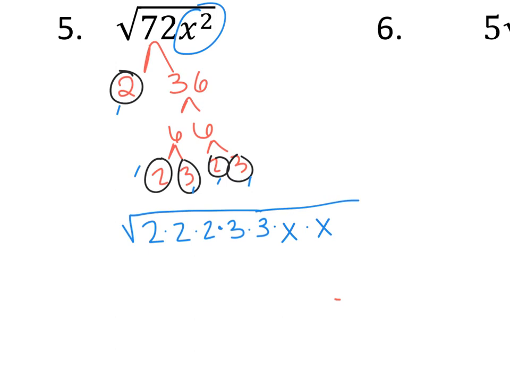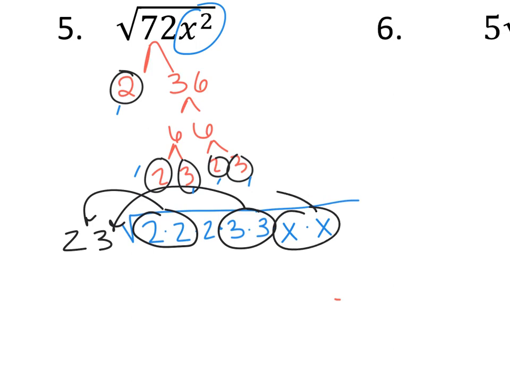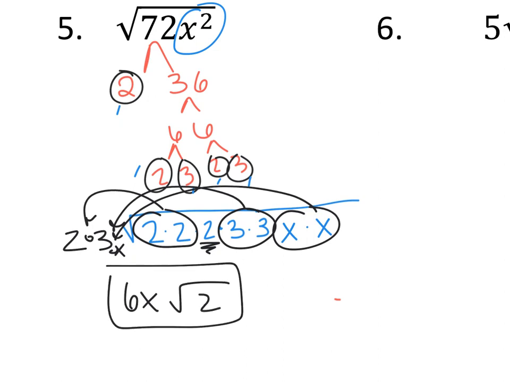So I circle my doubles, double on the inside, single on the outside. I have a double 2. I have a double 3. And I have a double x. So I now just multiply. 2 times 3 times x is 6x. And then I just have a radical 2. That's basically saying that the square root of 72x squared is equal to 6x radical 2.